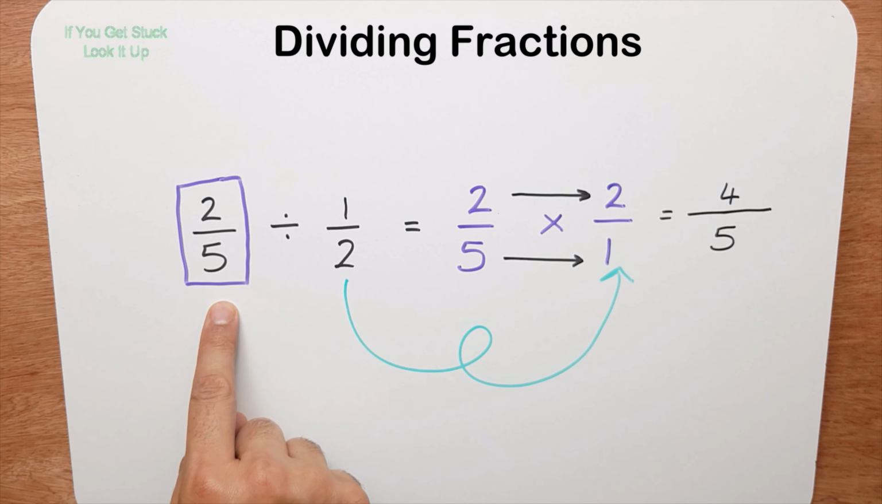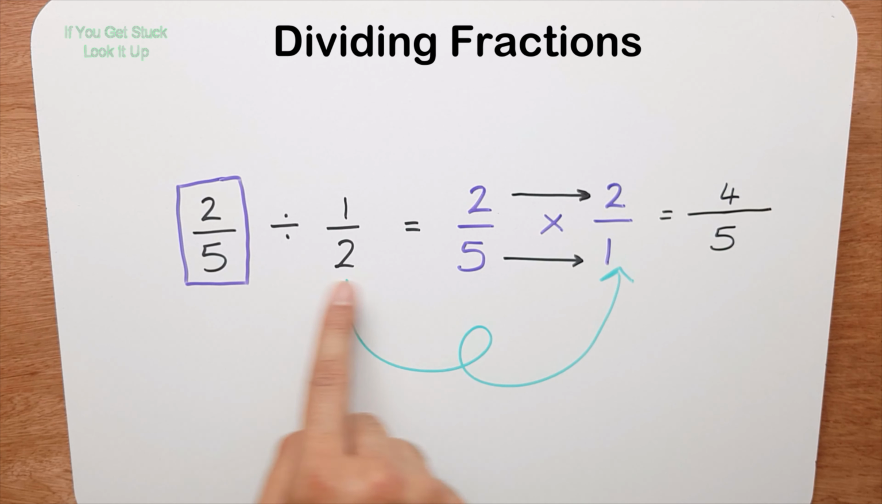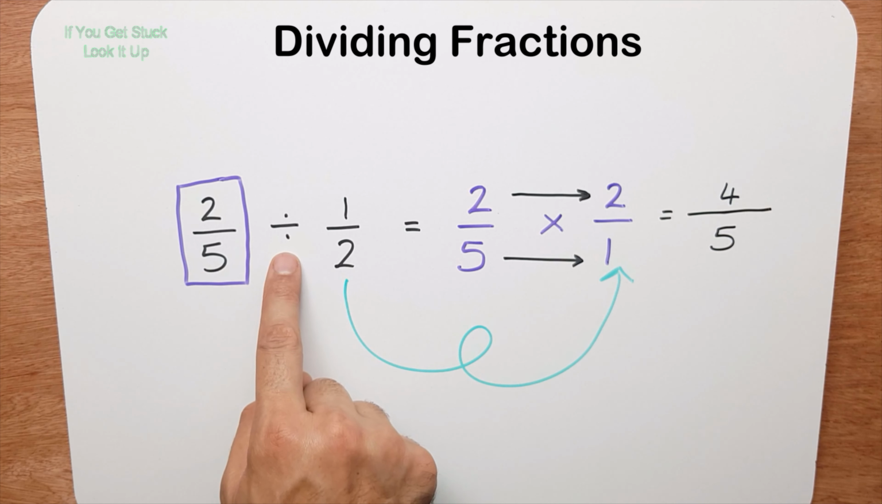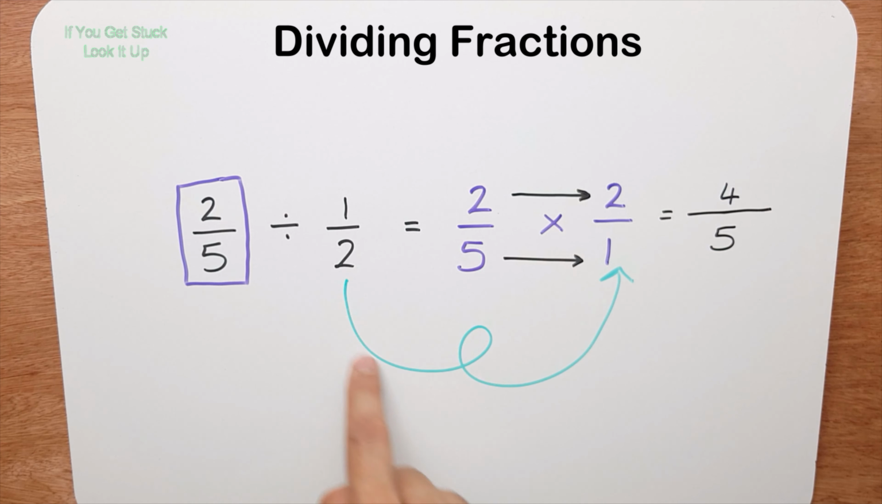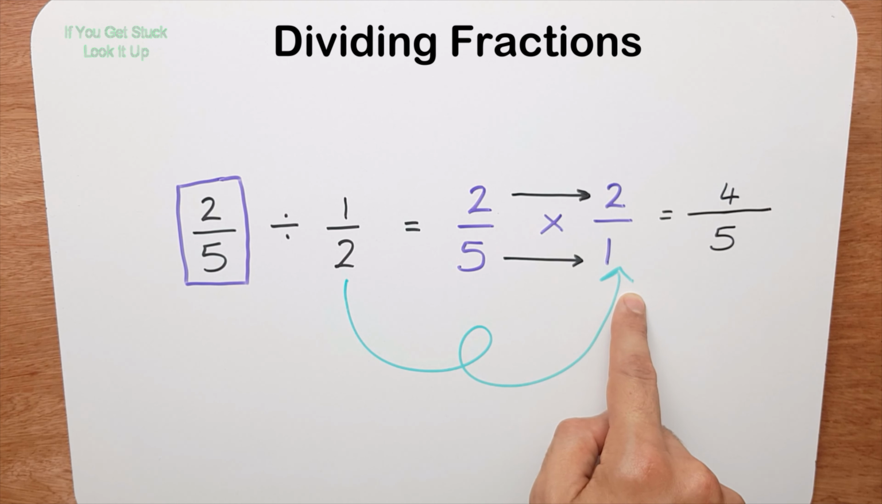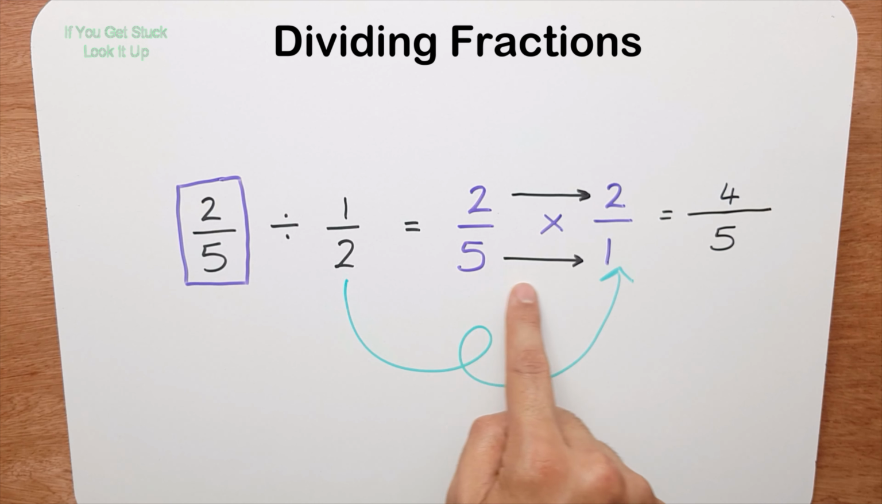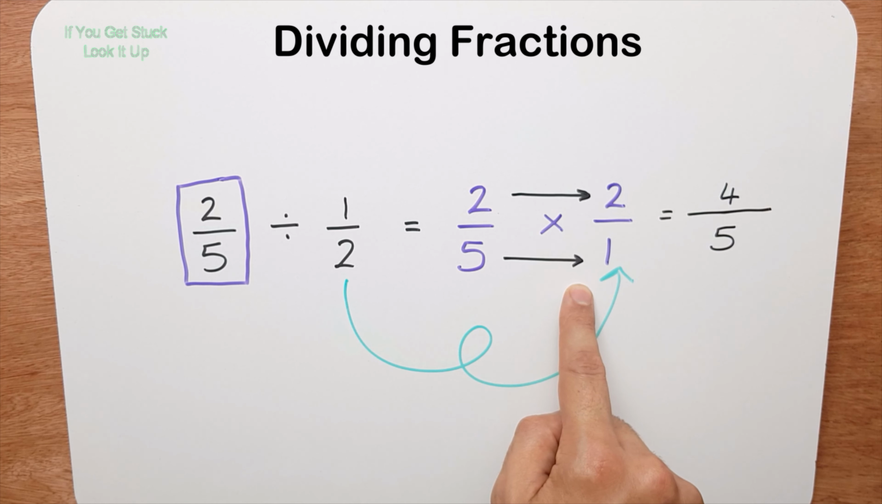Let me go through that again. You keep the first fraction the same. You change the divide into a times, and you flip the second fraction over. Then it's simply multiplying two fractions, and you always multiply straight across.